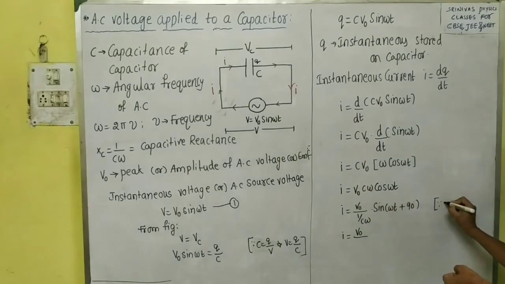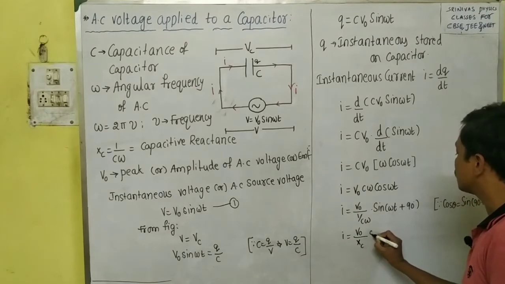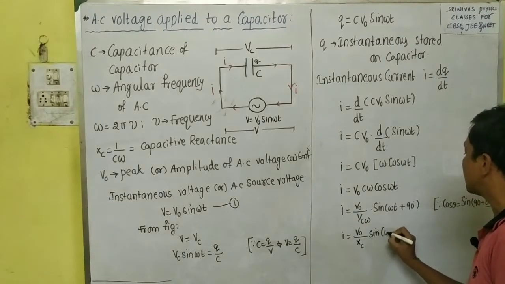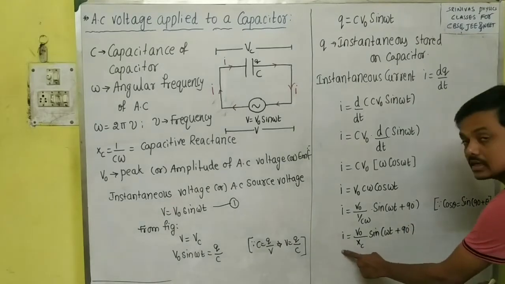And here, since cos theta is equal, we can write sine 90 plus theta, right? This formula we are using here. Sine 90 plus theta is cos theta. V naught by Xc into sine omega t plus 90 we write. Actually this is the current equation, the instantaneous current equation.